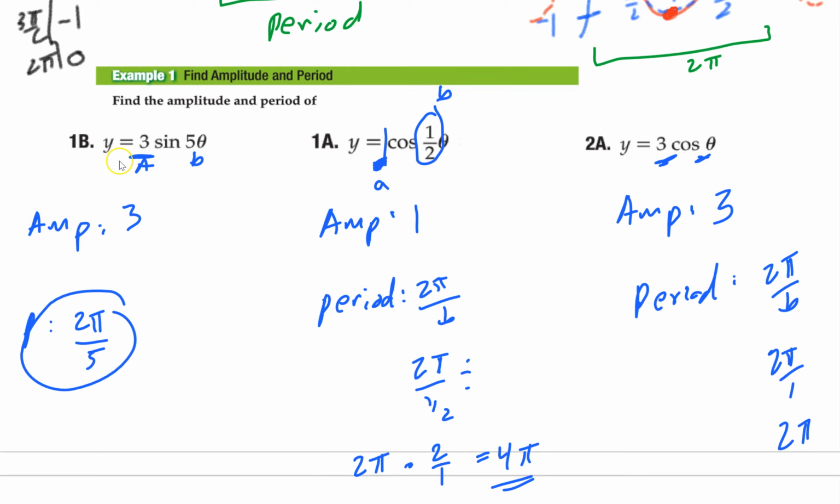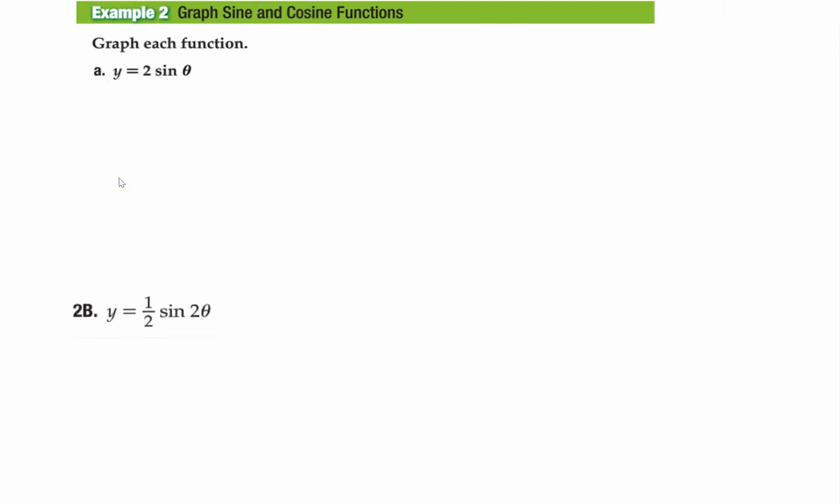Now when we graph these things, that's the first thing we want to find. So let's do some graphing. Now, again, if I want to graph this, the first thing I want to find is the amp and the period. My amp is 2, the number in front. Period is 2 pi over b. There's no b, so it's just 2 pi over 1, or 2 pi. So we're going to graph this now.